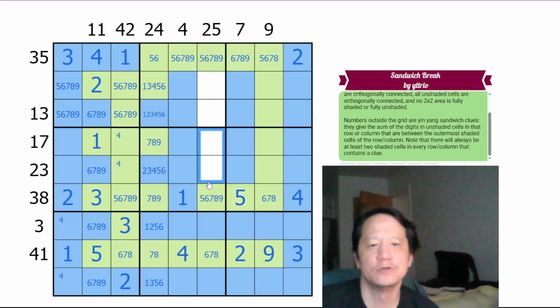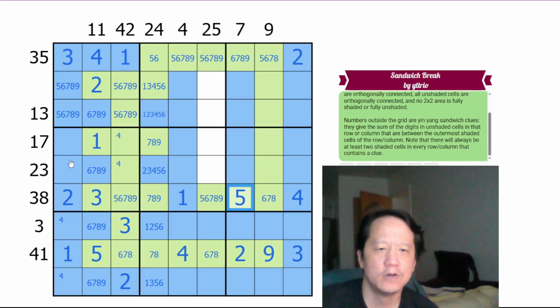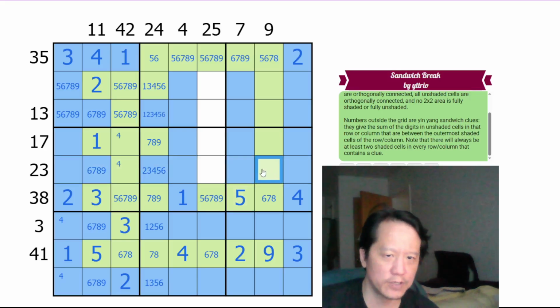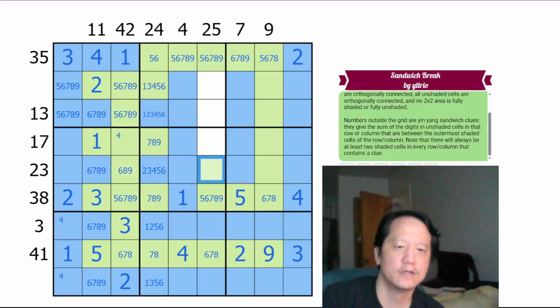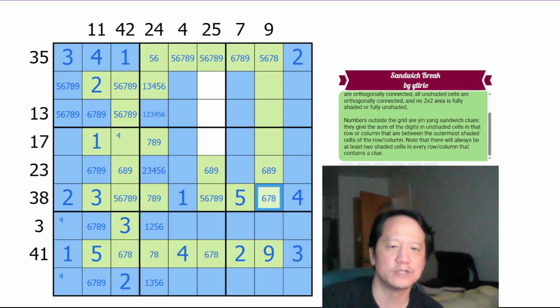One of these two has to be a green, at least. This adds up to 23. And we have to have 3 green cells. So this is green, green, green. So this must be 6, 8, and 9. So this cannot be 4, to add up to 23. That eliminates 6, 8, and 9 in the rest of the row. So this can't be 6, 8, and 9.